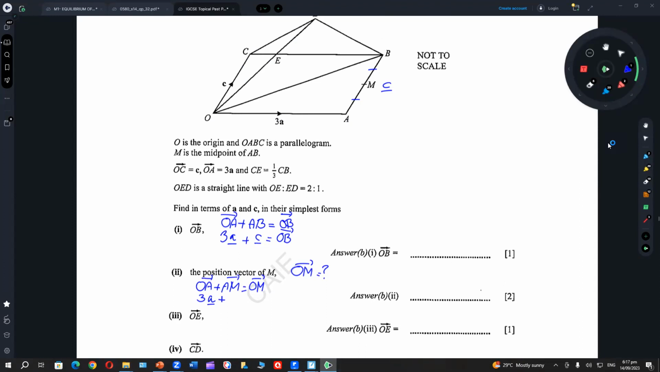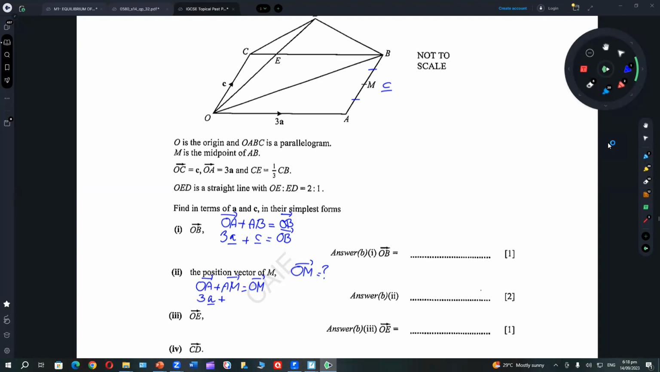How much is AB? A to B is, look at the diagram. How much is AB in terms of letter? M is the midpoint, na? Look at the screen. How much is OC in terms of small letter? C. So AB is also C. M is the midpoint. How much would be AM? AM will be A to C, small c.